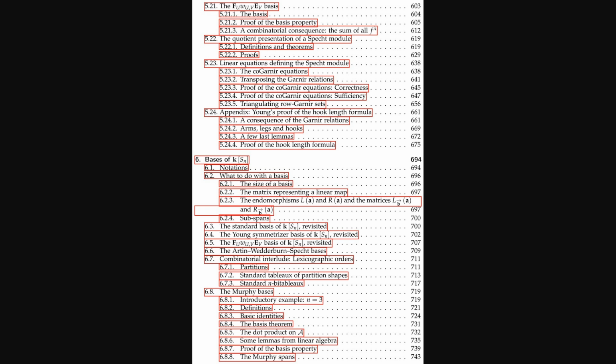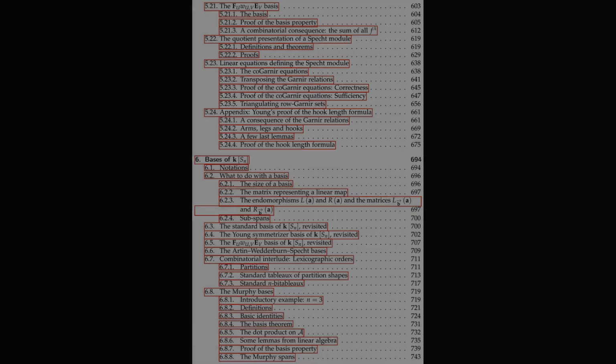But the real highlight here, as you can see in section 6.8, is the detailed treatment of the Murphy bases. These are built directly from those commutative Young-Jucys-Murphy elements we talked about earlier, showing how everything connects.